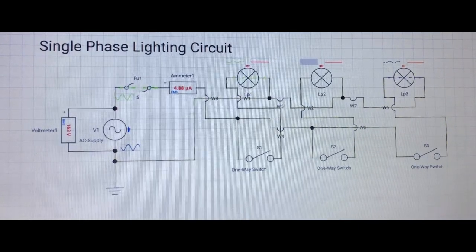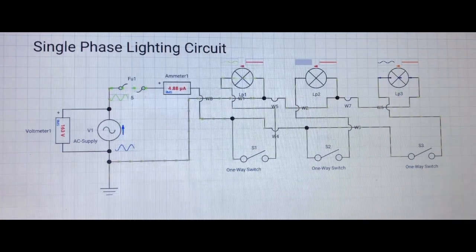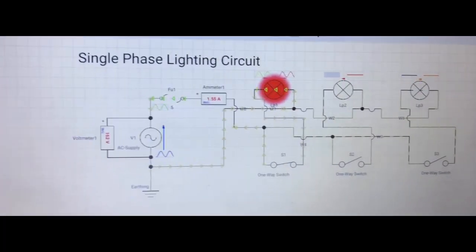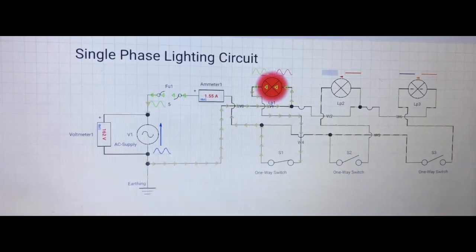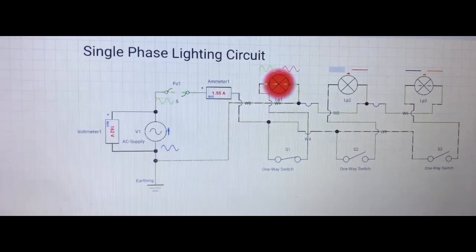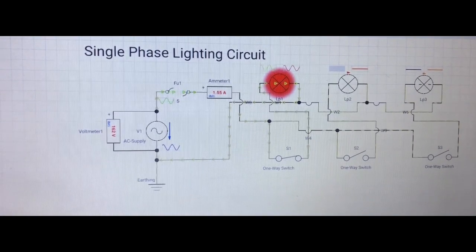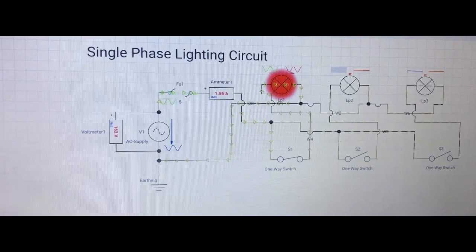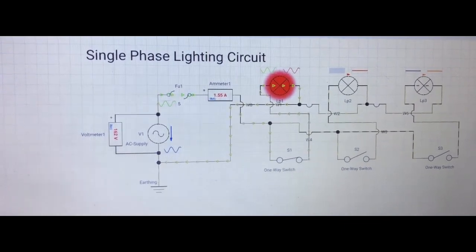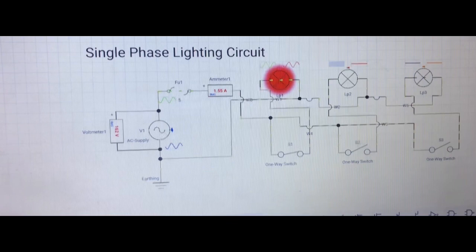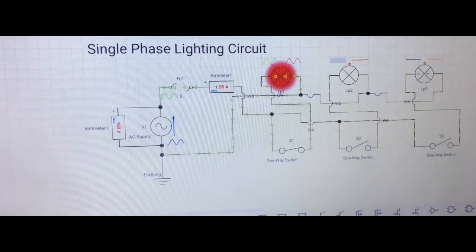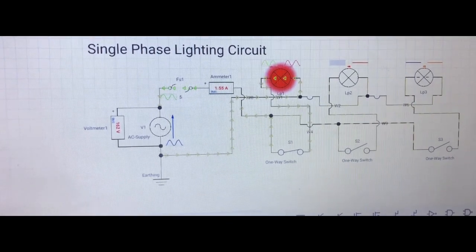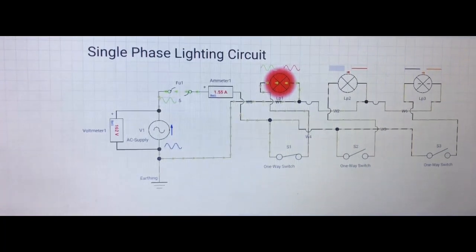And with all switches in the open position, the lamps do not light up. Now see, when the single-phase lighting circuit one-way switch S1 that controls lamp LP1 is in the closing position, lamp LP1 lights up. And there is also some change in the current flowing through ammeter 1. But the voltage across the supply on voltmeter 1 does not change.